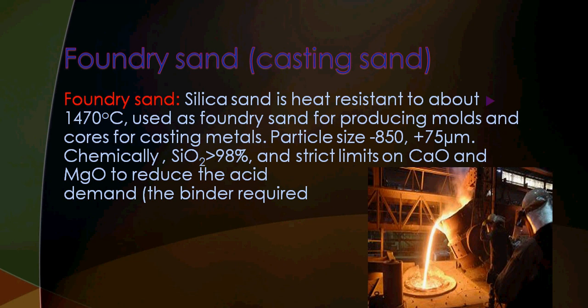Particle size of the foundry sand should be less than 850 micron, plus minus 75 micron. Chemically, silica should be greater than 98%, and there are strict limits on calcium oxide and magnesium oxide.